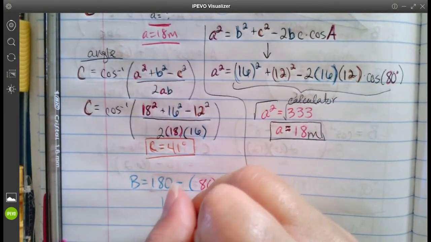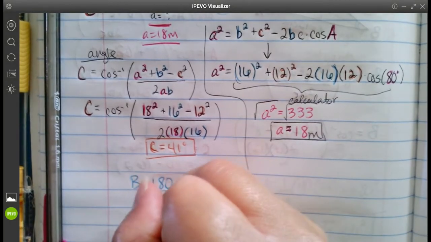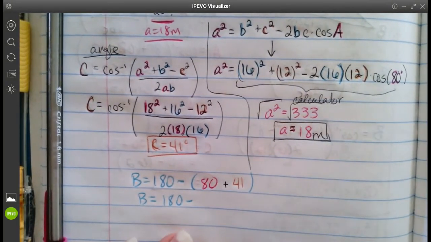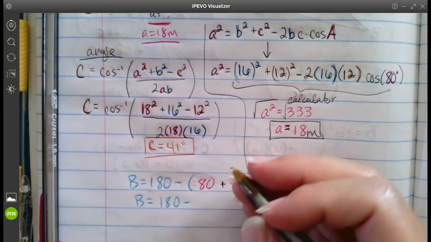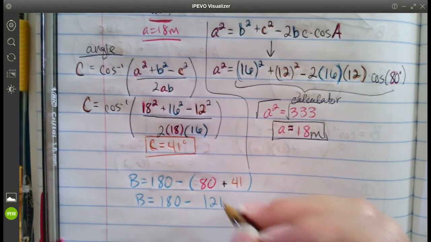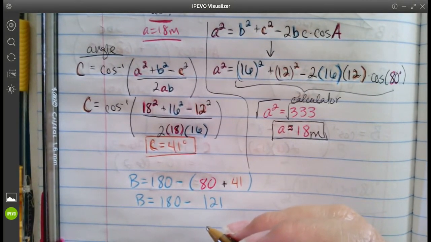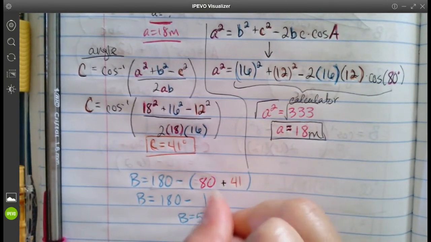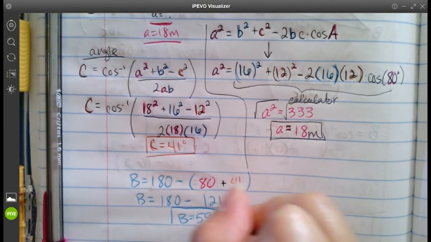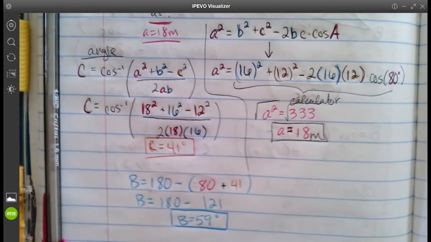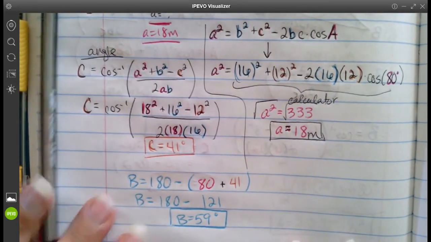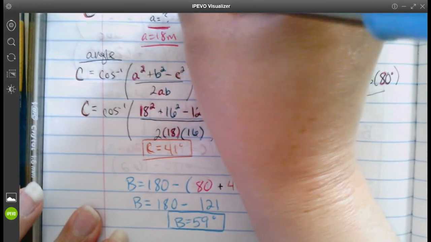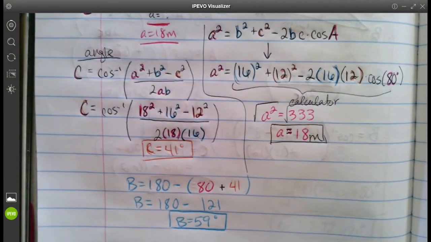We get 180 minus, so B is equal to 180 minus 80 plus 41, which is going to be 121. 180 minus 121 would be 59. So B is equal to 59 degrees. Hopefully, I'm doing this all in my head right now, so hopefully I don't mess up. But yeah, that's the end of this one. We have all angles, all sides, and we're done.